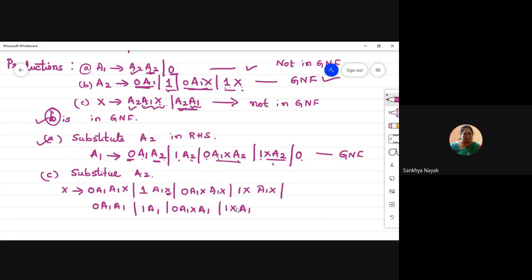So it's quite simple here, A1x and here A1, so you just have to drop the last x, that's all for the second set, okay? So this is also now in GNF form. So we have converted the given grammar into GNF format, okay? So this is one problem. Let us see one more problem, okay?